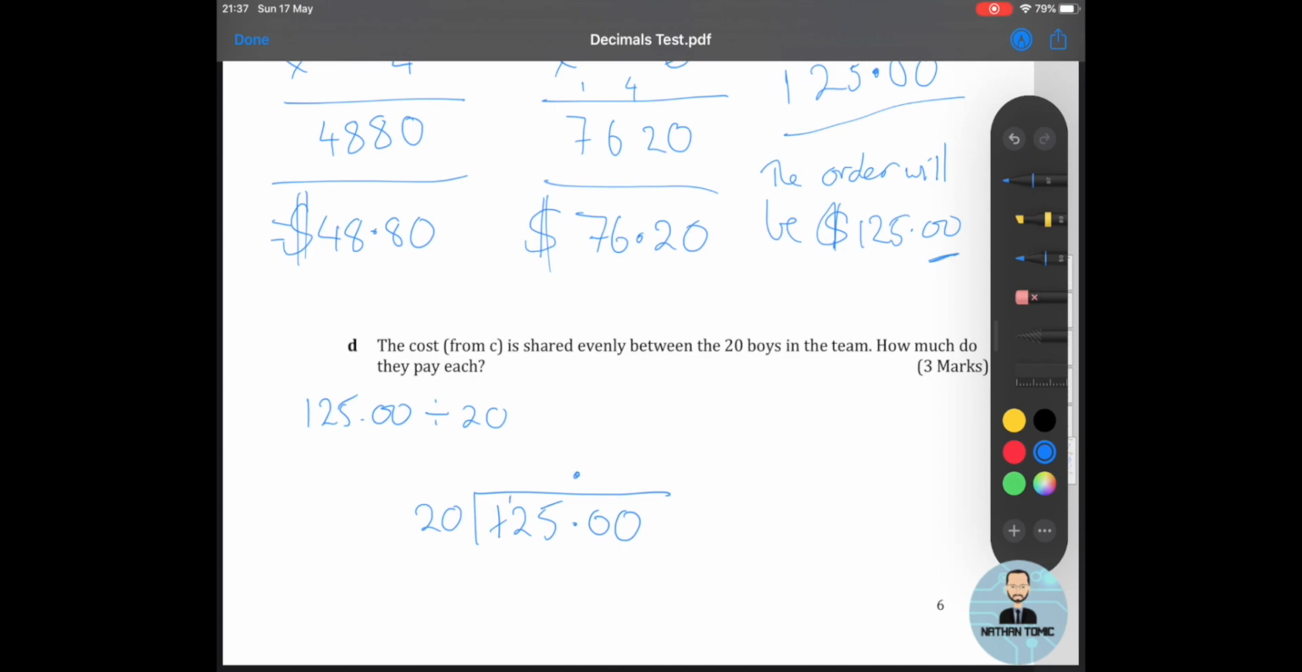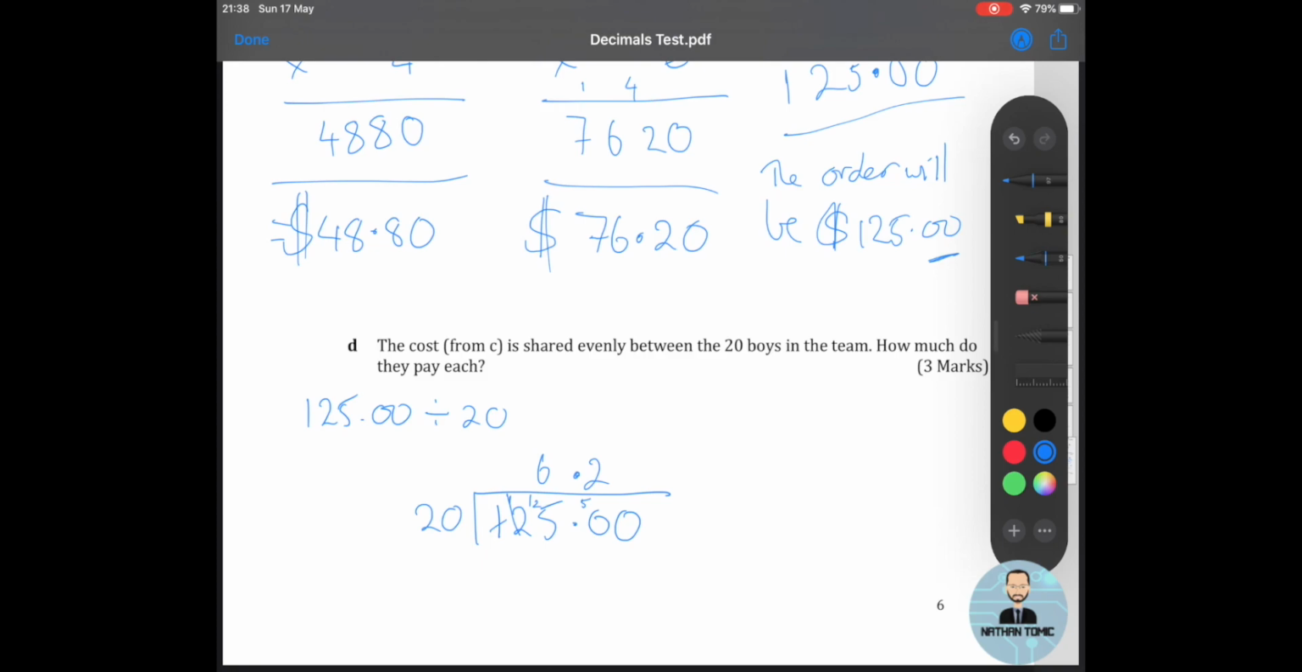Okay, so we move our 1 to the next column. 20 into 12 still does not work. Okay, so we move our 12 into the next column. Now we have 20 into 125. Of course, that works 6 times and leaves 5 left over, so we move that across to these zeros. 20 into 50 will go 2 times, leaving 10.